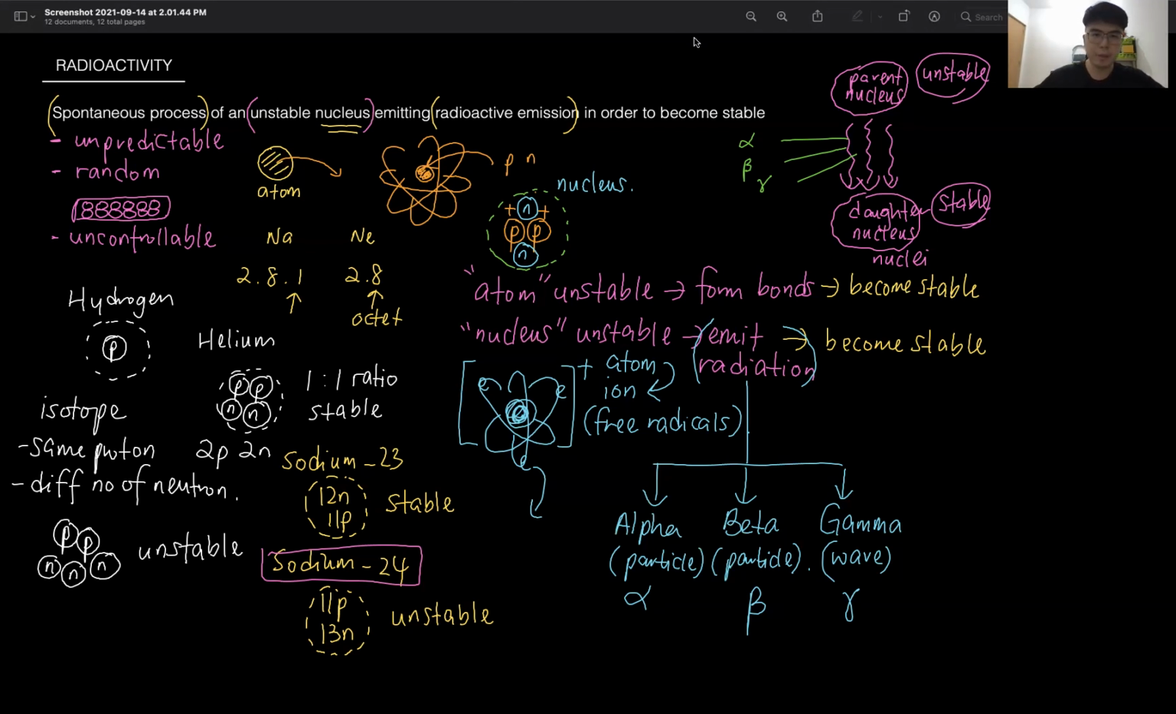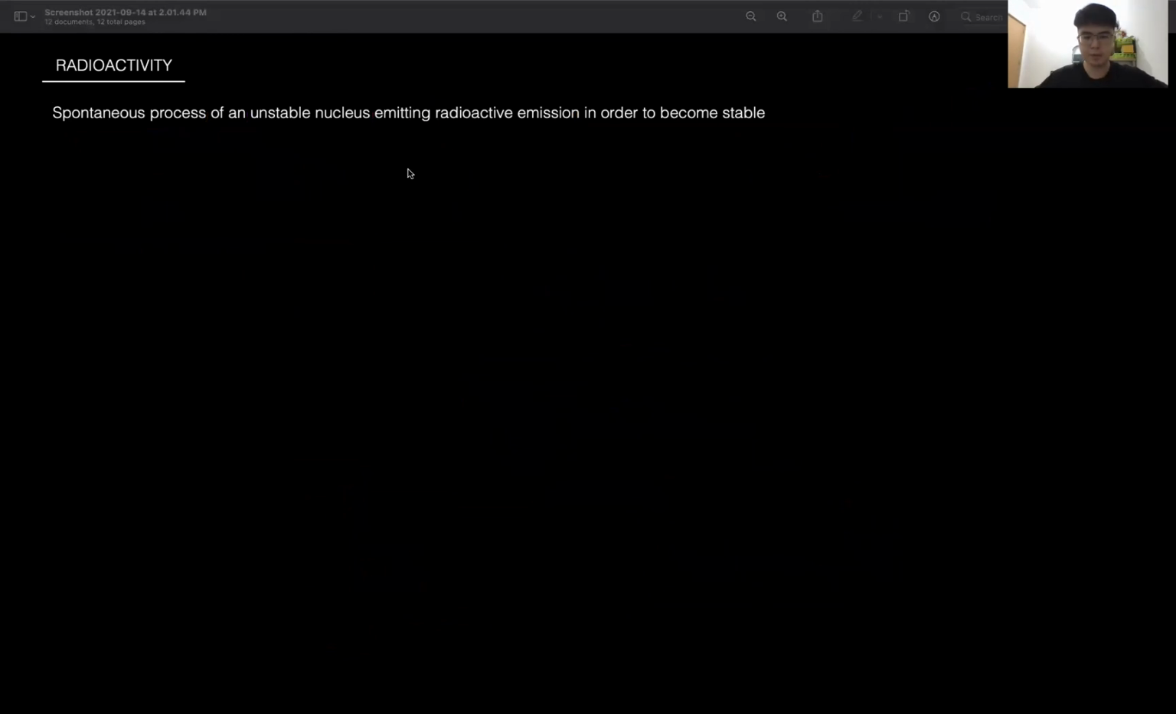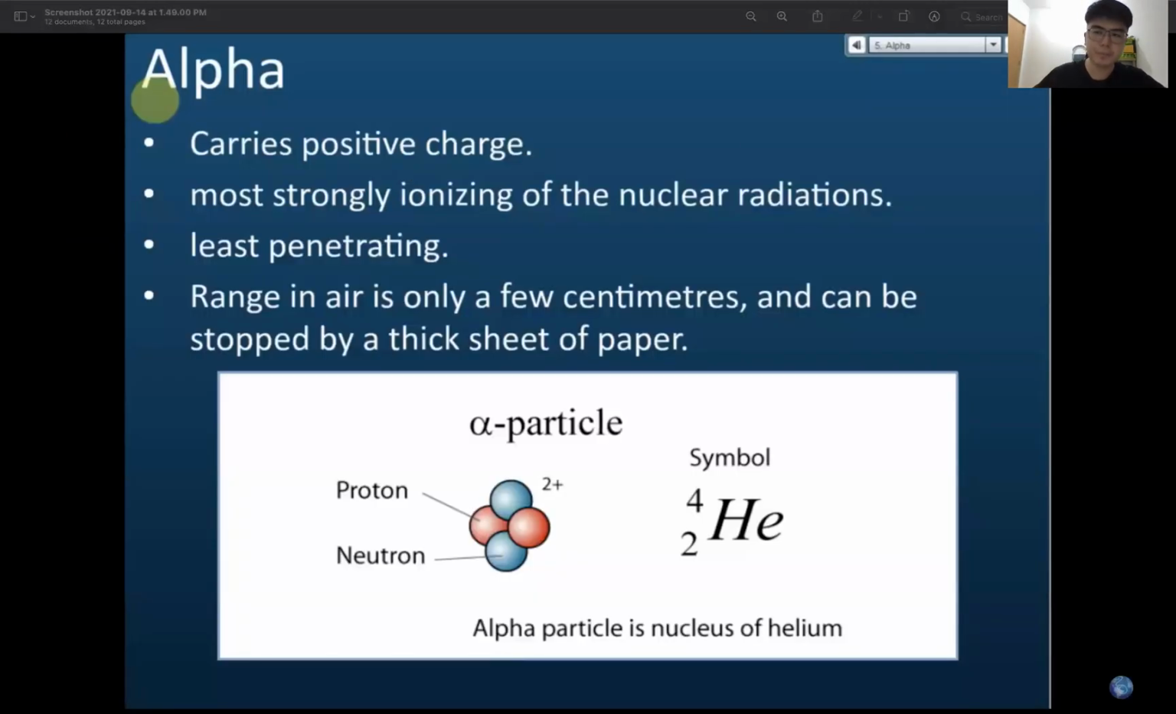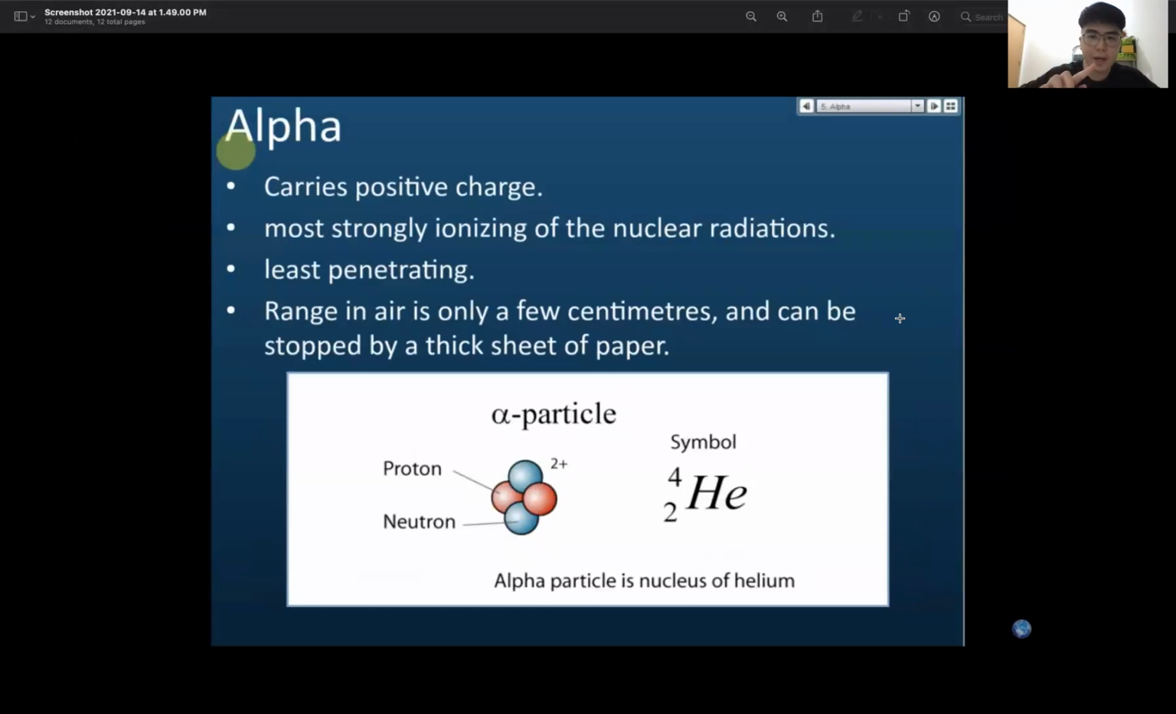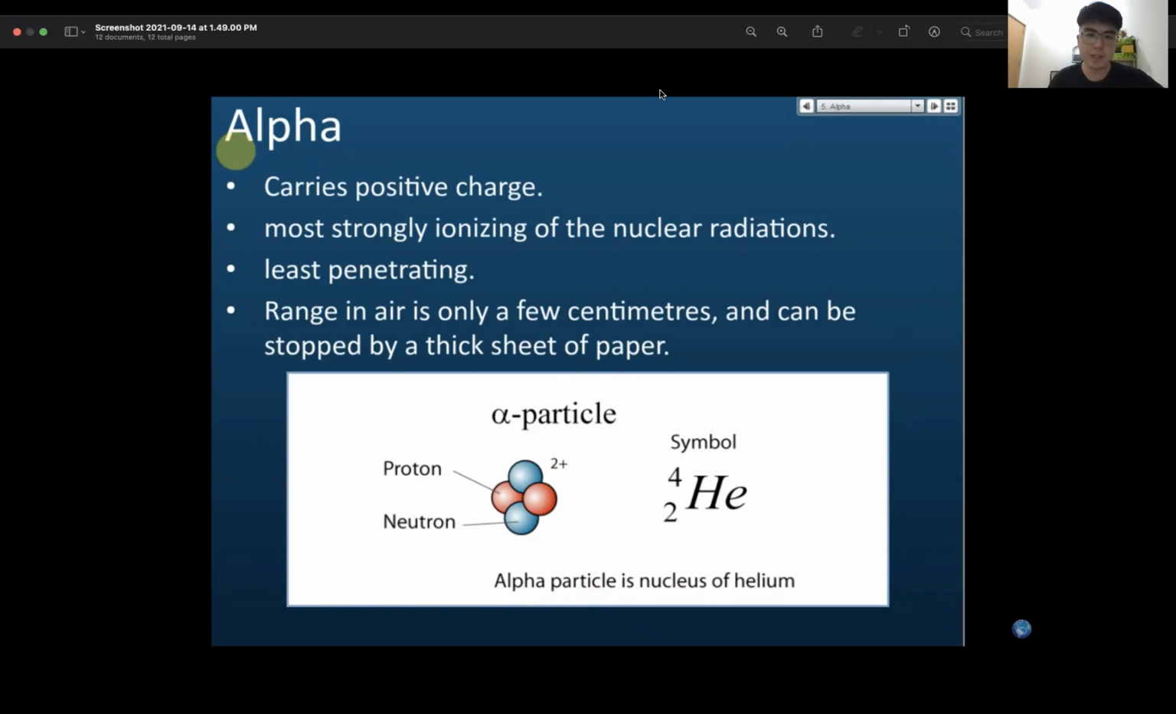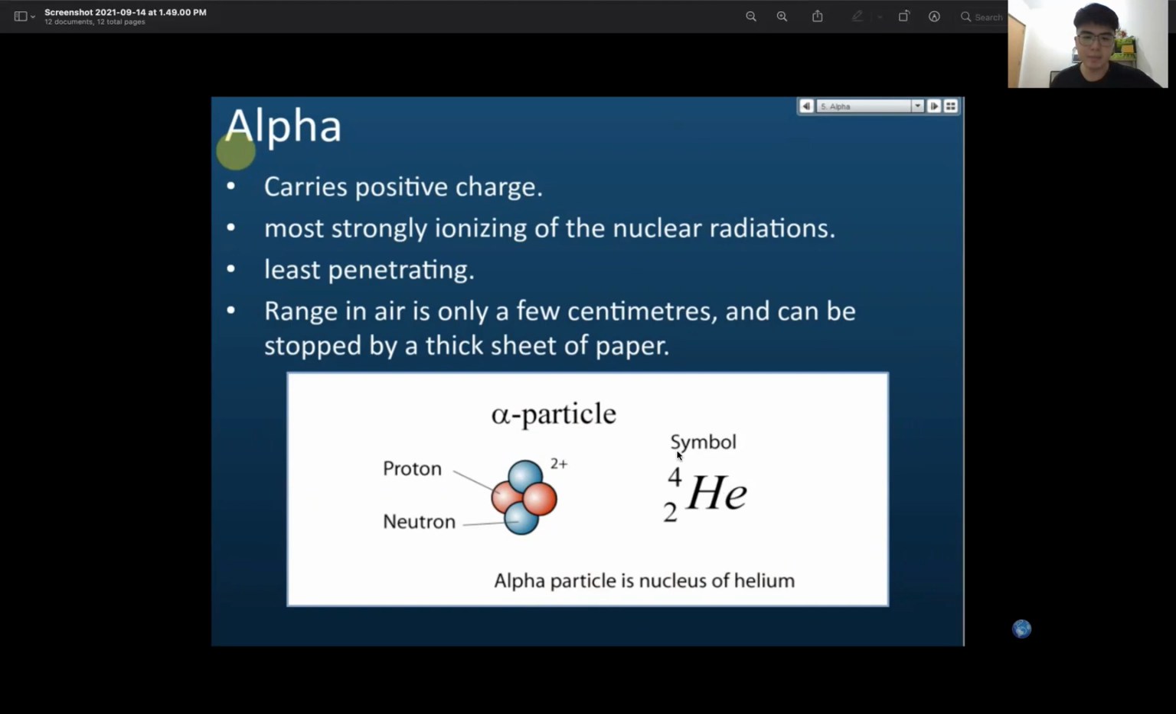Next, we look at the three types of emissions. First, let's start with alpha. You should be seeing the picture. What is alpha? Alpha is the nucleus of helium. I repeat, alpha is actually the nucleus of helium. The nucleus of helium has two neutrons and two protons, so I label it 2n, 2p. We call it an alpha particle. It is a particle, it has mass. The symbol is He-4-2.